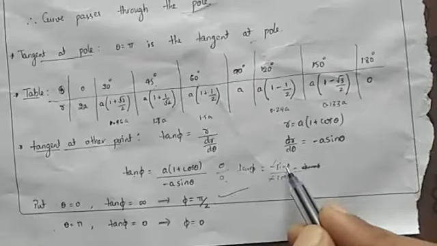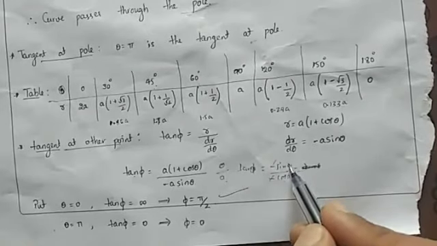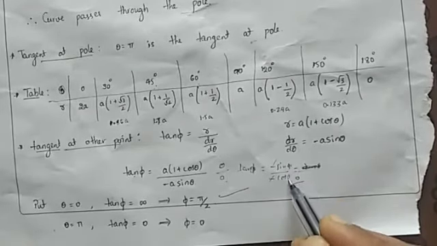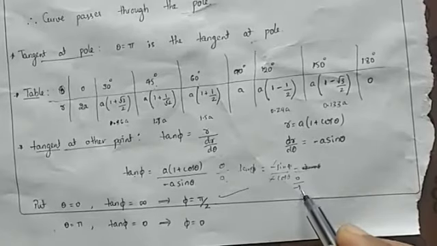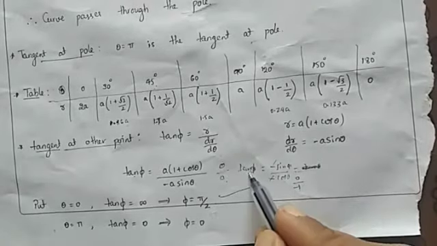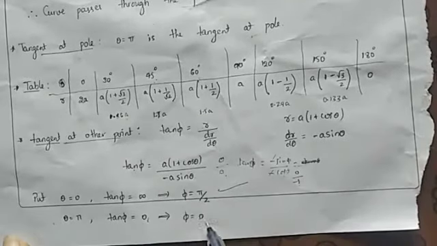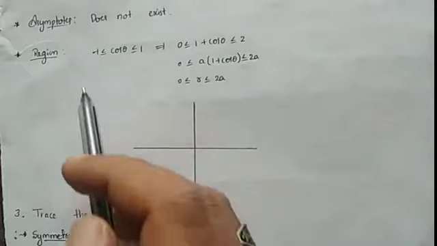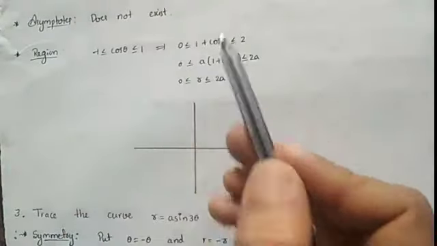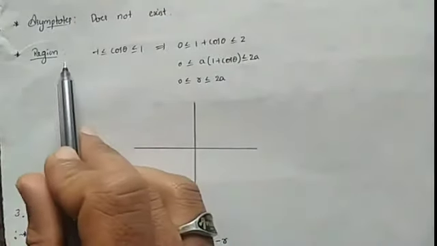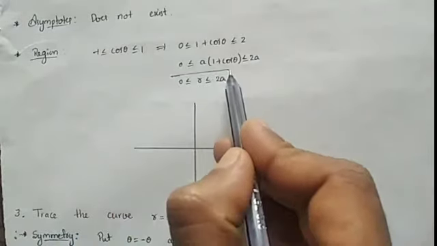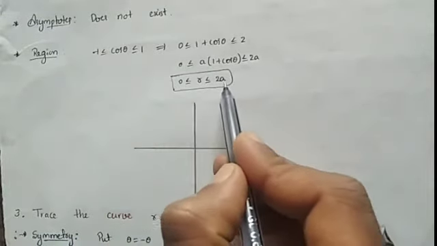So you put theta is equal to pi, sin 180 value is 0 by cos 180 value is minus 1. You get the tan pi value is 0. Tan pi value is 0, then we say the pi value is equal to 0. The next point is the asymptotes. Asymptotes does not exist. The next one is the region. The region is 0 less than or equal to r less than or equal to 2a.